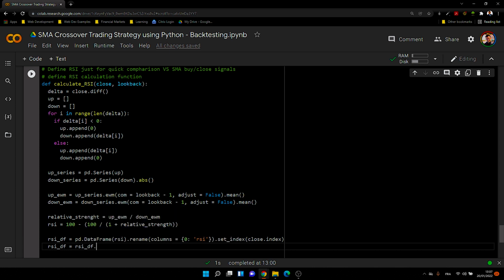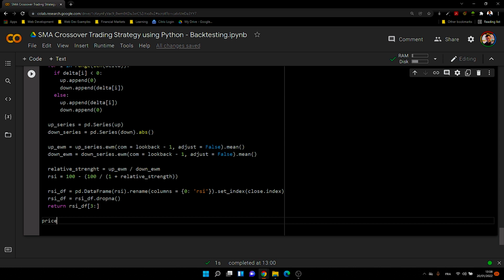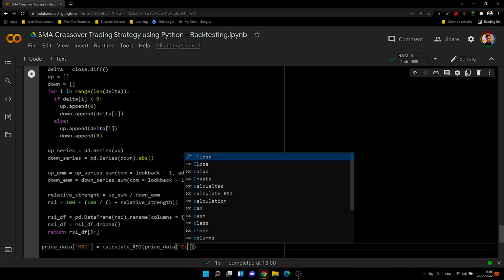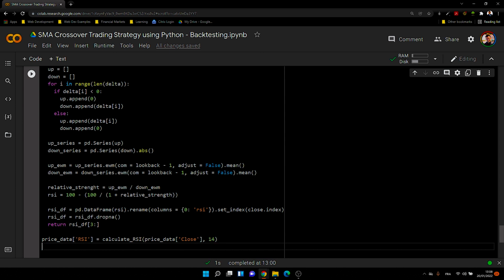And we will drop all the NA values that we have in our data frame. We'll finish this function by returning our RSI data frame, and we'll make sure to slice it and only take it from the third row onwards. Then we'll add a new column RSI to our price data frame, and that will be equal to our calculate_rsi function, to which we will pass in our price data closing prices, and we'll give it a rolling period of 14 days to calculate the exponential moving average upon.